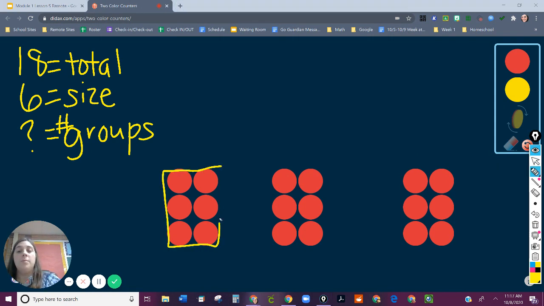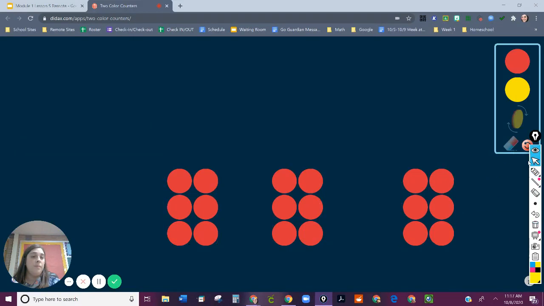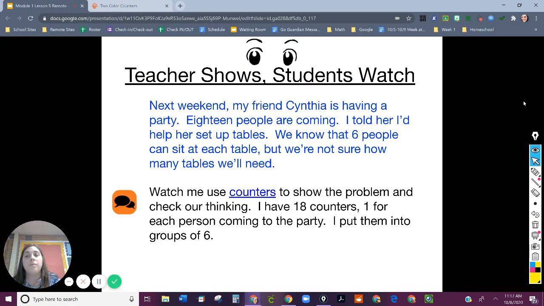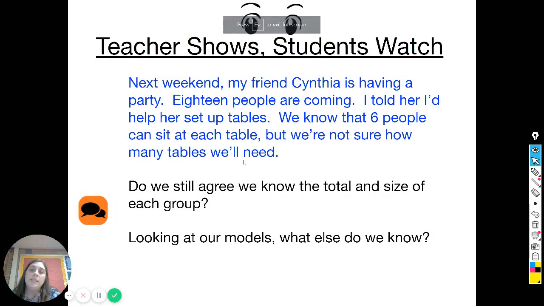Here's 1 table, 2 tables, 3 tables. So now we know that our number of groups is 3. Right? Do we still agree we know the total and size of each group?